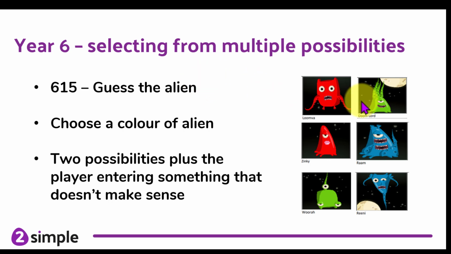And the children have this challenge where they have to write a computer program that uses selection to play Guess Who with the player. Now, just to make it simple, because we've not got much time here, I'm going to say that we're going to ask the player to choose a colour of an alien to start with. And you can see we've got 2 red, 2 blue and 2 green. Once you've chosen the colour of an alien, there are 2 possibilities. Plus, there's the possibility that the player types in something that doesn't make sense. So we've got 3 outcomes that we need to select between.